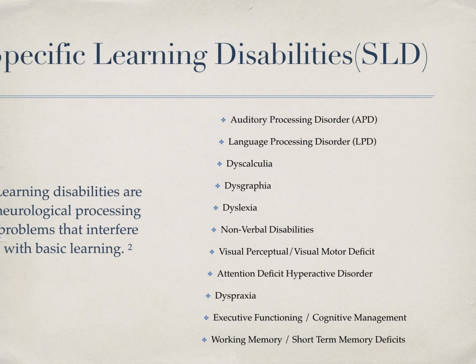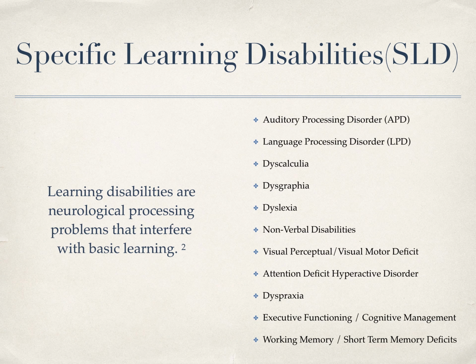Specific learning disabilities. These are learning disabilities based on neurological processing problems that interfere with basic learning. There's auditory processing disorder, language processing disorder, dyscalculia, that's difficulty in arithmetic, dysgraphia, problems in writing, dyslexia, problems in reading, and dyspraxia, that's a coordination disorder like having trouble with balancing or poor hand-eye coordination.